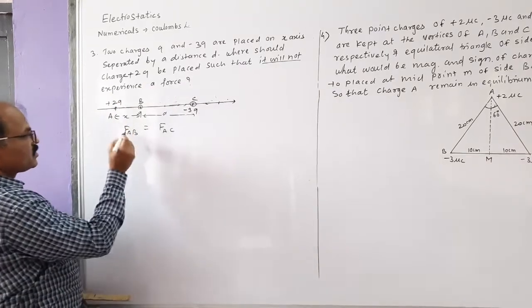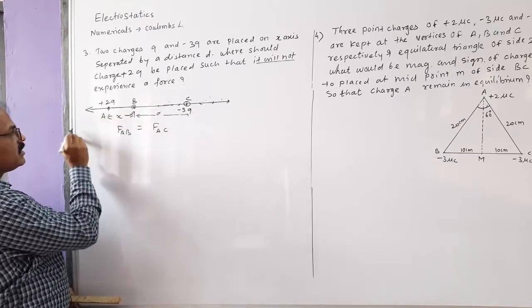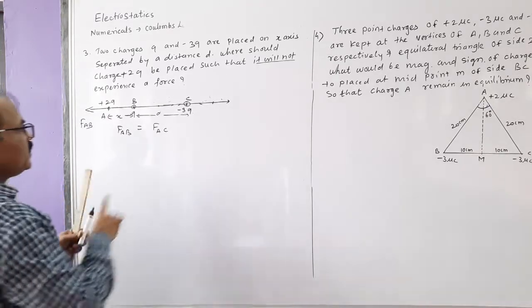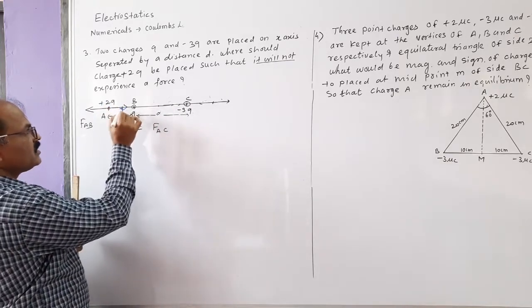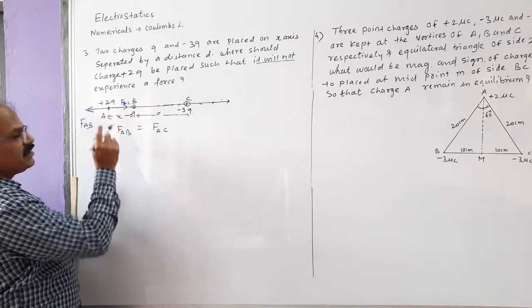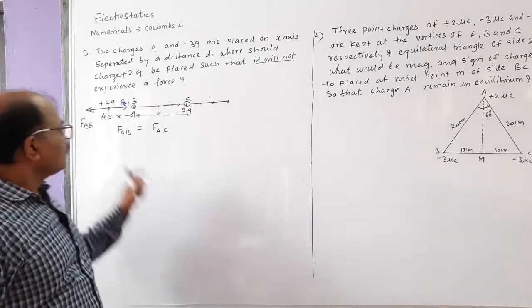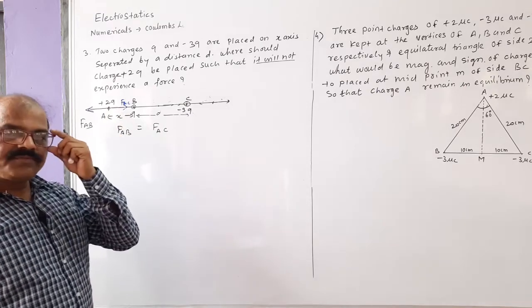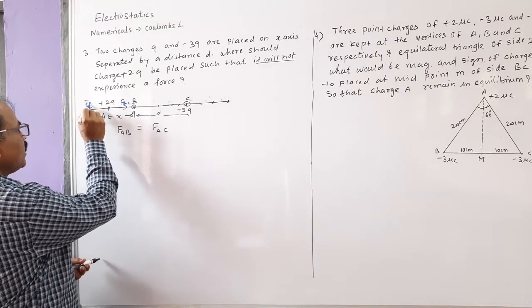So this is the positive charge, and due to this charge it will be repelled. So this will be the direction of force FAB. And this other one is a negative charge, and this is a positive charge, so it will move toward the negative charge. So this will be the direction of force FAC. If FAB and FAC are opposite in direction and equal in magnitude, only then this plus 2q charge will be stable, meaning it will not experience any force. So this is the force FAB.